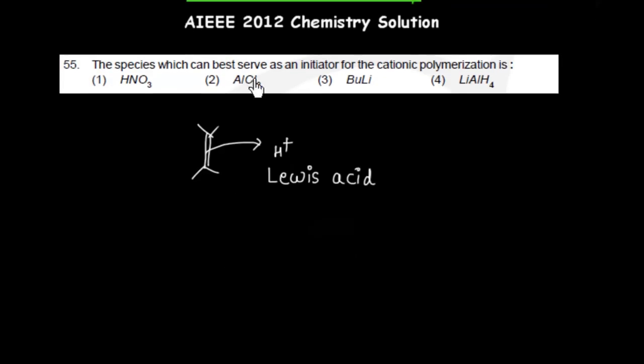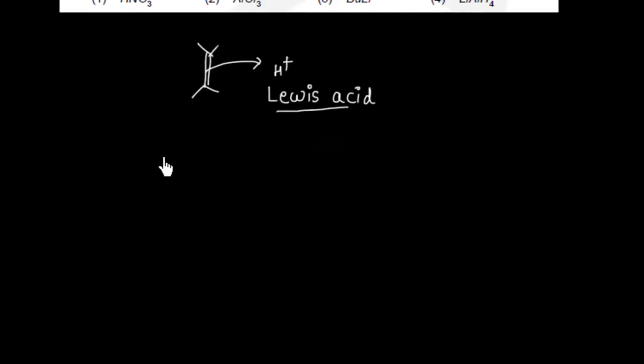Now among these three, I need the best. So among all these, AlCl3 is the Lewis acid, because this polymerization is best done in the presence of Lewis acid. In place of it, HNO3 is a strong acid. It will basically do side reactions also. Generally, polymerization is done in the presence of Lewis acid. So I can remember polymerization starts with Lewis acid.